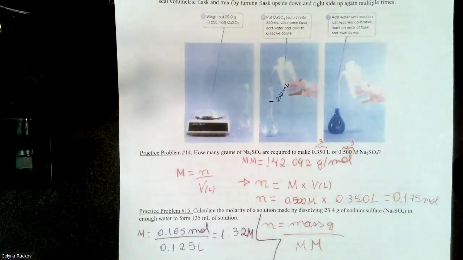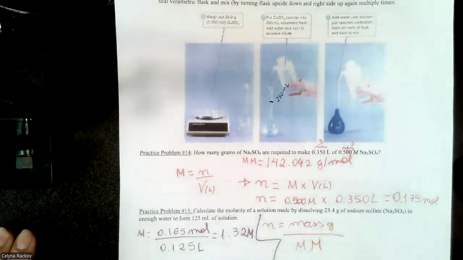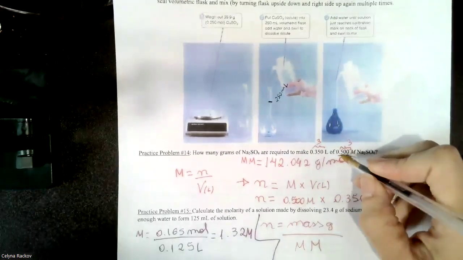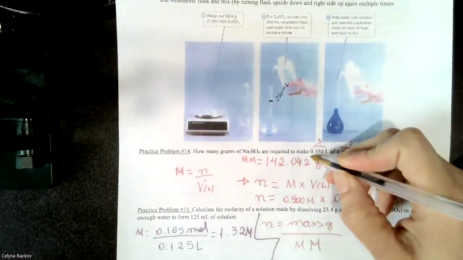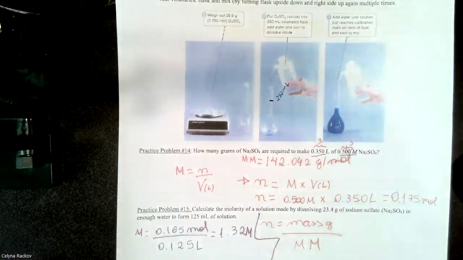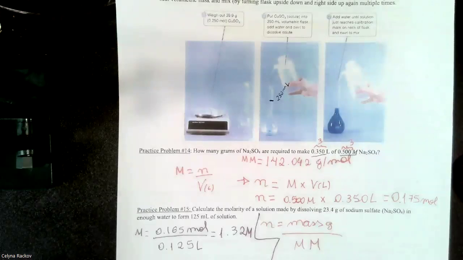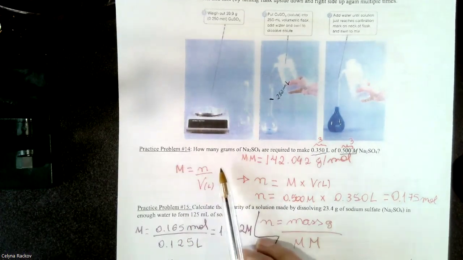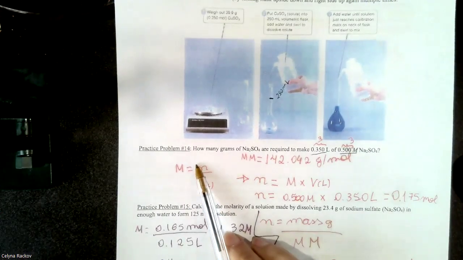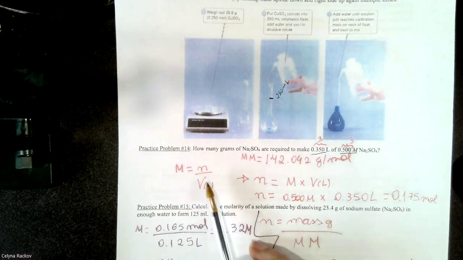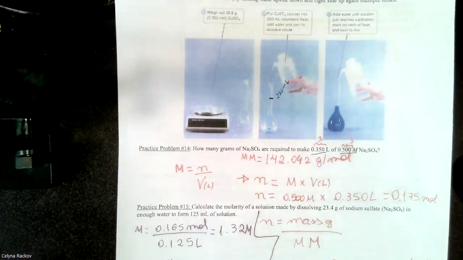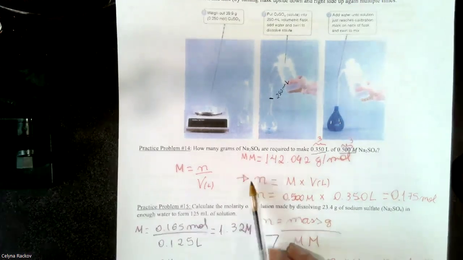Okay, but how can we calculate how many grams you need to make a solution? We need to know the molarity, that's the concentration, and the volume. For example, what's the formula for molarity? We need to memorize this formula. Molarity is n, that's moles of solute, divided by volume in liters. Okay, so let's find the moles.